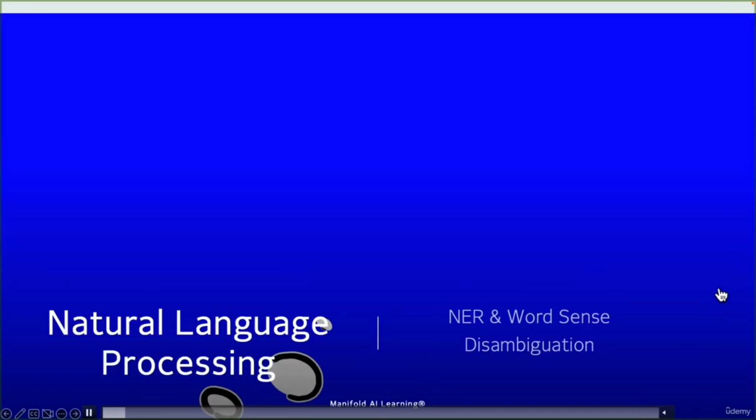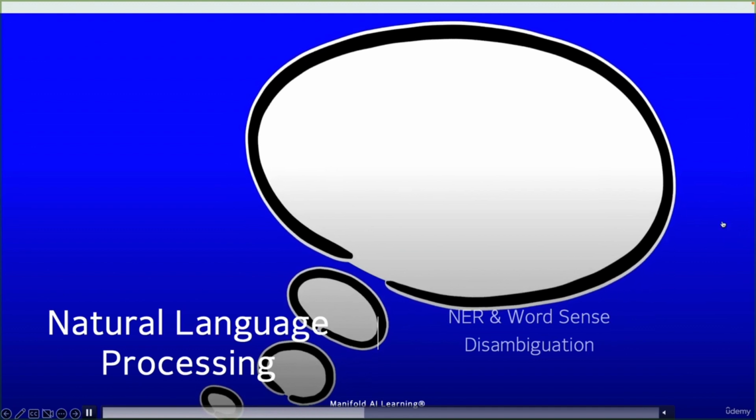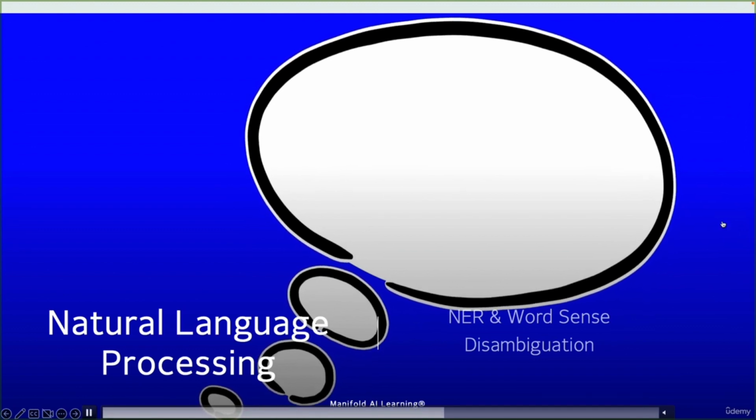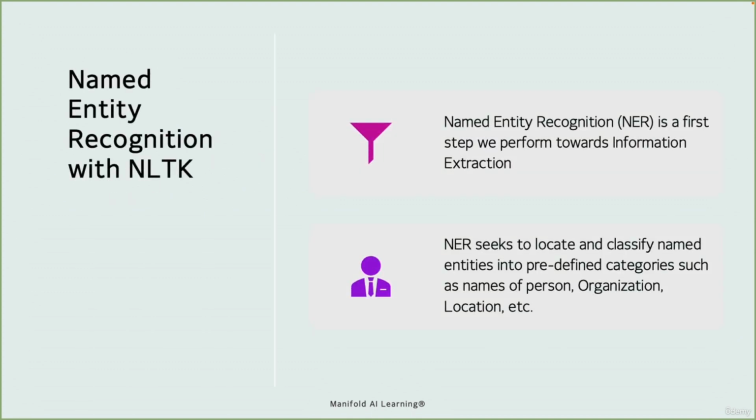In this video, we are going to learn about the concept of named entity recognition and word sense disambiguation. As we progress, we will look into the understanding of these two important concepts and their relevance in natural language processing, and we'll also implement them in a hands-on manner using the Python programming language. So let's get started, and let's start by understanding what exactly this named entity recognition is.